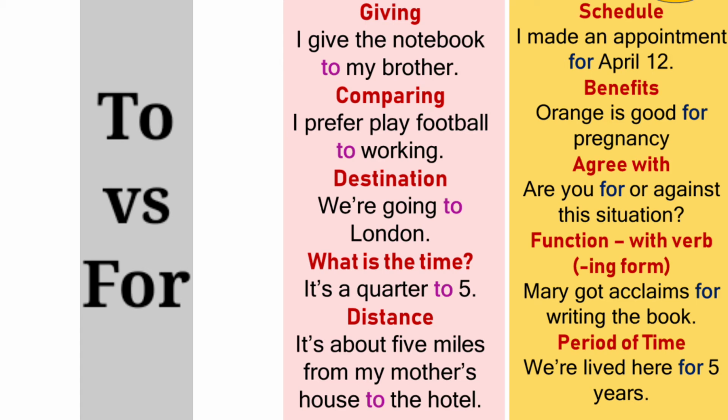Period of time. We have lived here for 5 years. So here we are explaining the period of particular time span you have spent here. So you can use the preposition for to explain period of time.